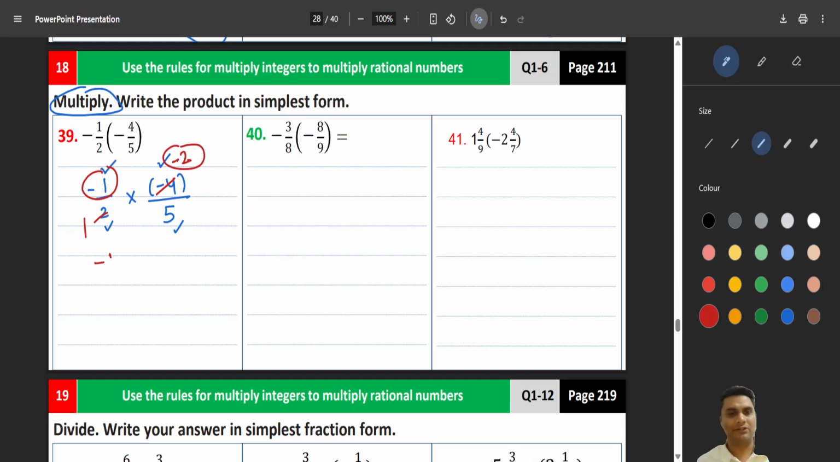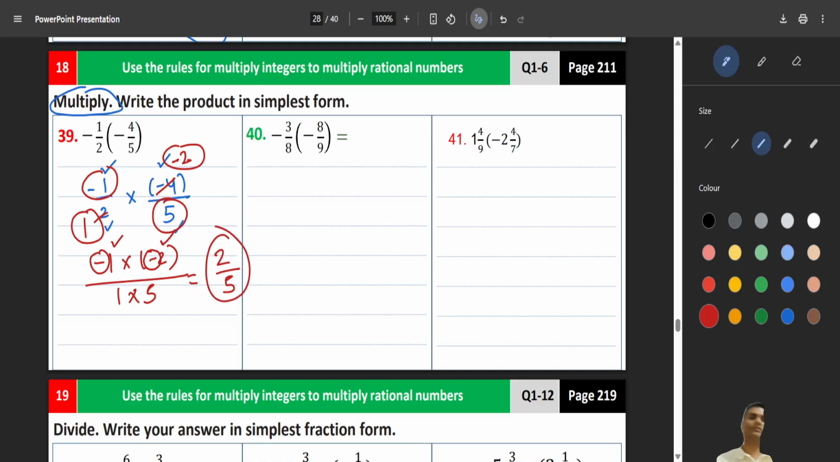That is minus 1 multiply minus 2. The numerator with the numerator and the denominator with the denominator. 1 times 5. Now 1 times 2. I told you if multiplication come, don't see the sign. Multiply the number. 1 times 2, 2. 1 times 5, 5. Now check. Do I have same sign or different sign? Same sign. Same sign yani plus. Here also same sign yani plus. So khalas. 2 over 5 is the answer.